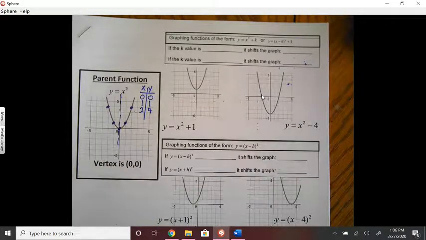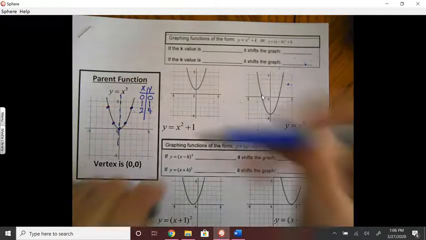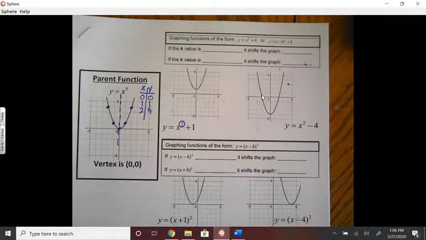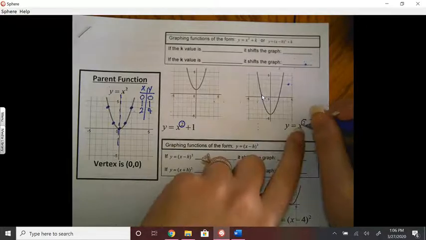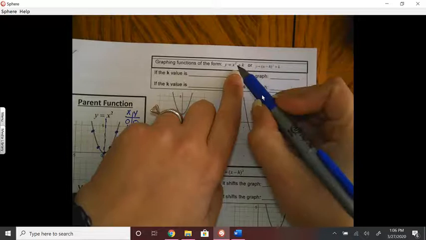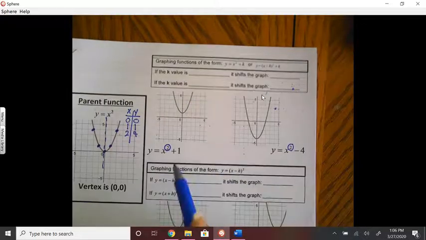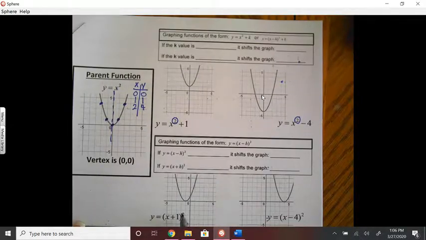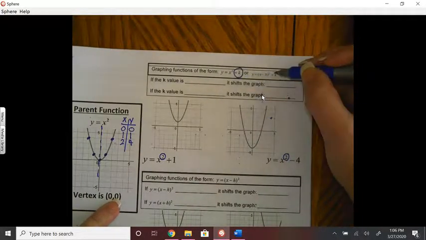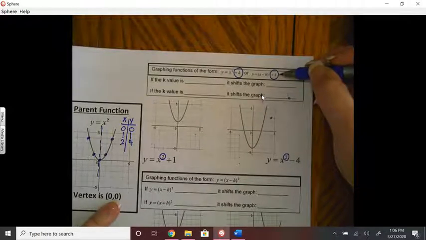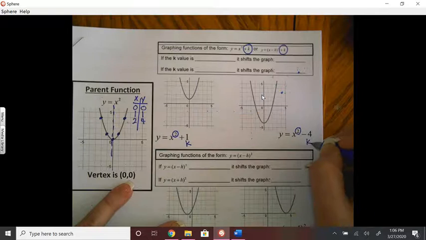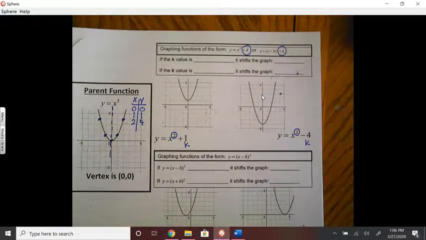Again, this is true if the highest exponent is 2. It will make this shape called a parabola. So both of these have that. However, when you're graphing in this form, when the equation has the parentheses and then the squared, the number at the very end, the constant that's all by itself, we call that the k value.